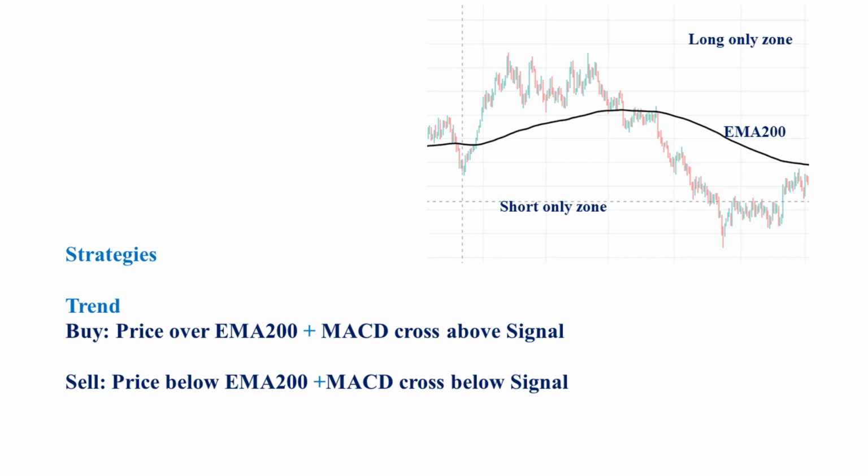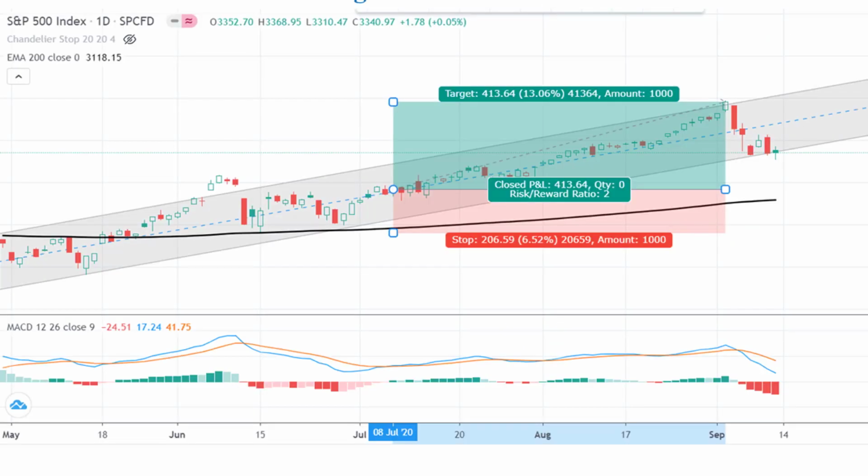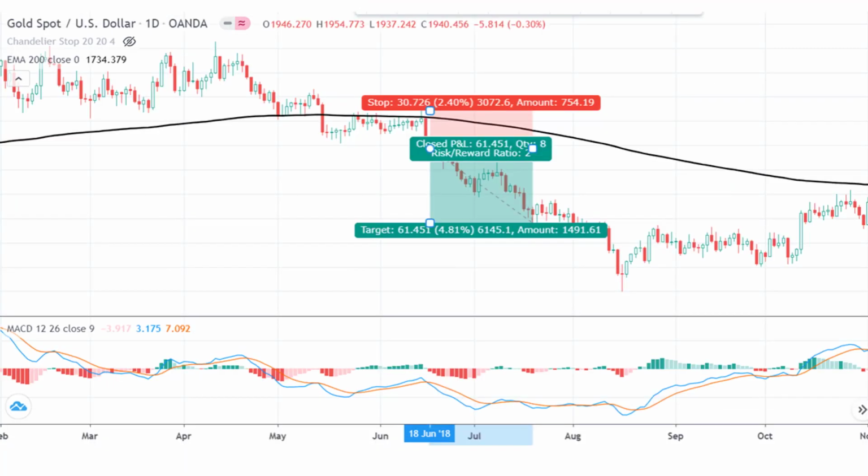We use EMA 200 as a filter to determine the trend. When the price is higher than EMA 200, we only go long. When the price is lower than EMA 200, we only go short. In other words, when the price is higher than EMA 200 and the MACD line crosses above the signal line, we buy. When the price is lower than EMA 200 and the MACD line crosses under the signal line, we sell short. The exit strategy is set according to the profit-loss ratio of 1.5 to 1.